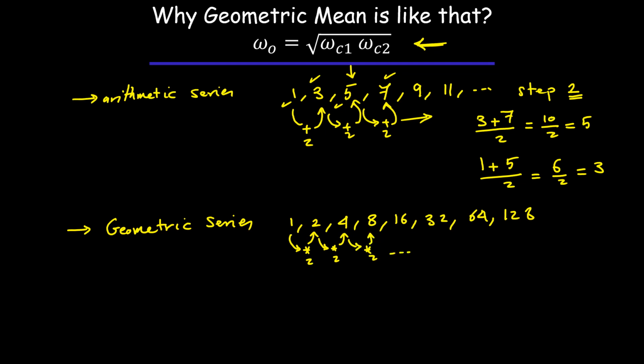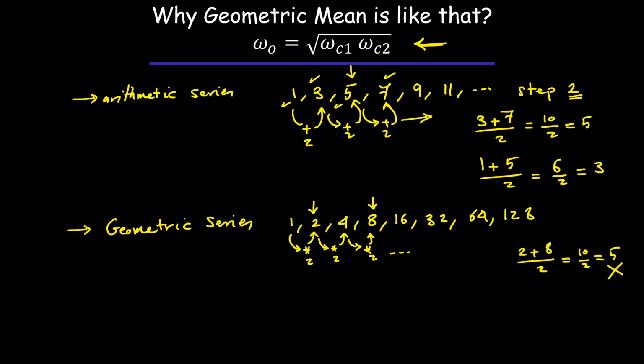Let's now have the same problem. We have two numbers in the geometric series, and we want to determine the number in between. Like we are given the 2, we are given the 8, and we want the number in between the 2 and the 8. Here we cannot use the arithmetic mean. We have to use the geometric mean. If we use the arithmetic mean, it will be wrong, because 2 plus 8 is 10, divided by 2, it's 5. That's wrong, because the middle number is 4, not 5.